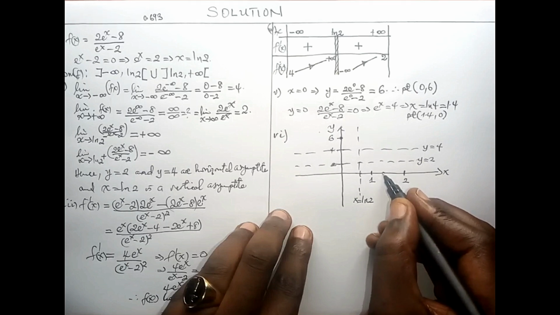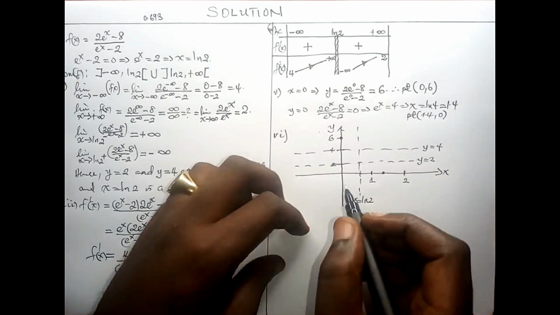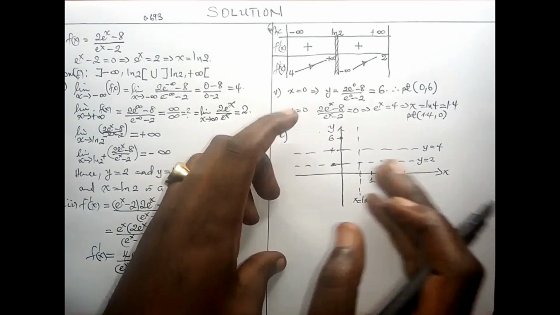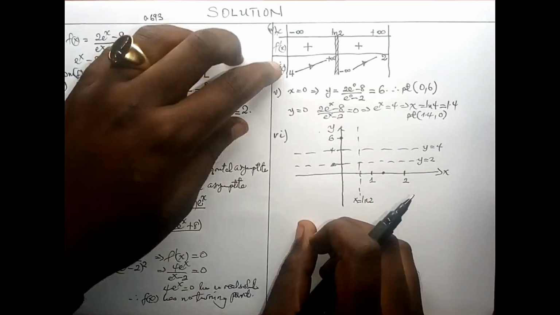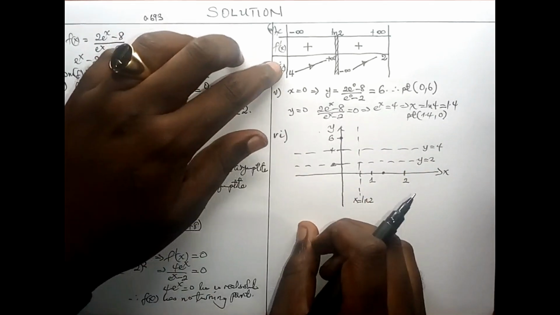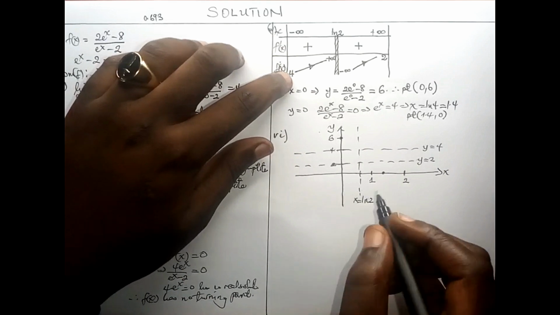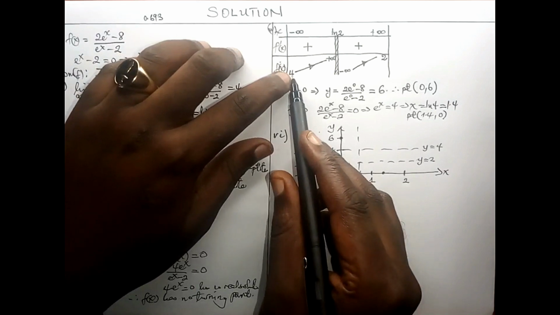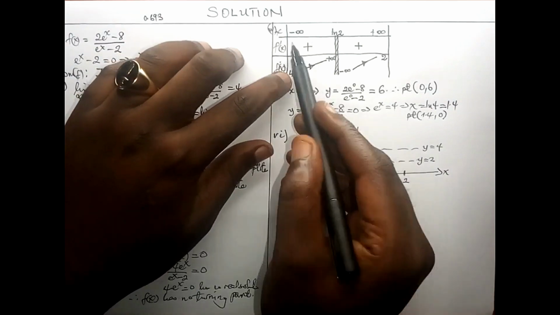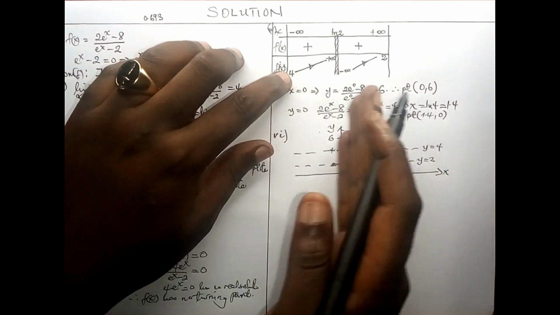For me now to sketch this graph, after getting all these points and the asymptotes in place, I go back to the table of variation. It will help a lot. Now remember, we have to start from 4, which is a horizontal asymptote in the boundary between negative infinity and ln 2, the vertical asymptote.